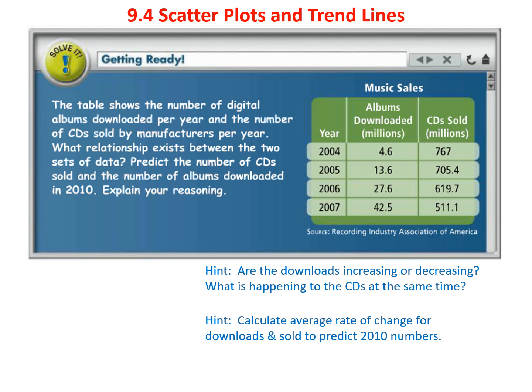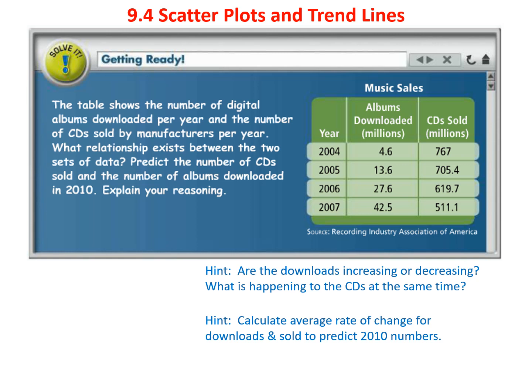As we begin, let's look at a simple problem. The problem at the right shows the number of digital albums downloaded per year and the number of CDs sold by a manufacturer per year. What's the relationship? Is there a relationship that exists between the two sets of data? And can you predict the number of CDs sold and the number of albums sold in 2010?